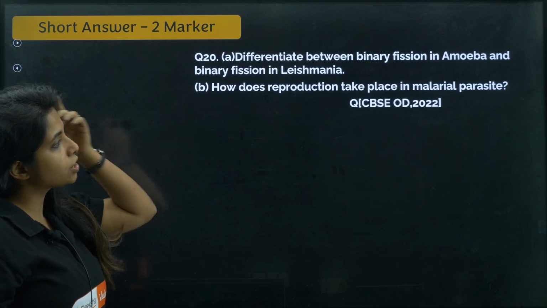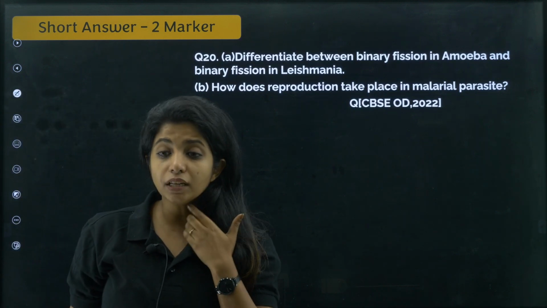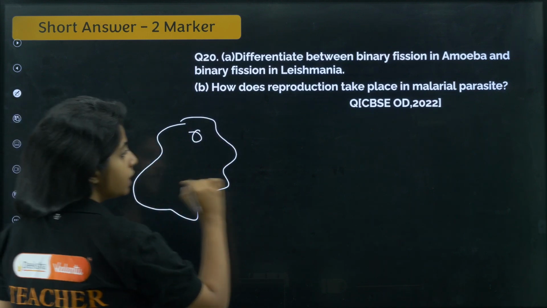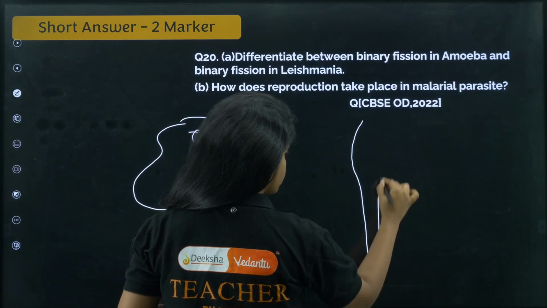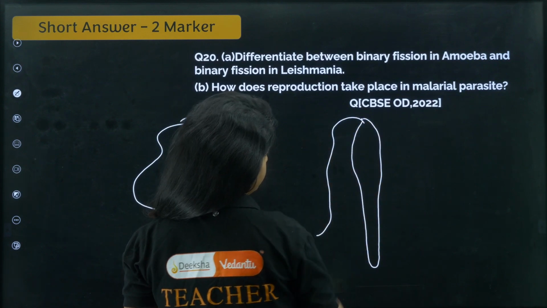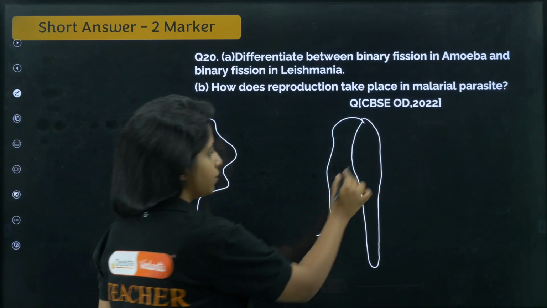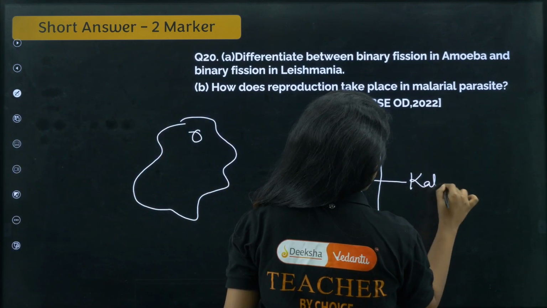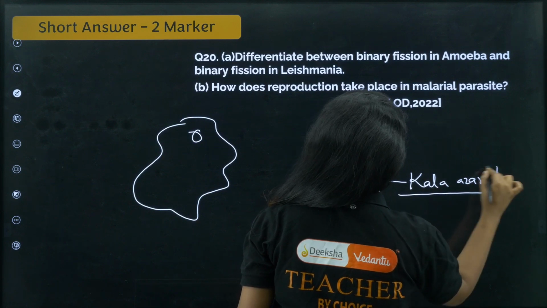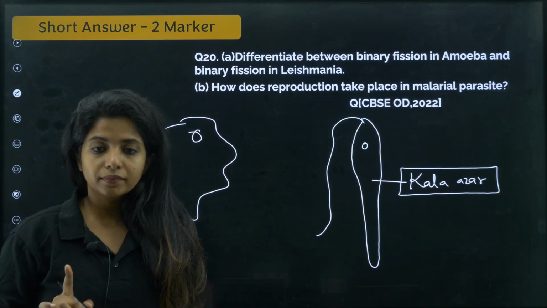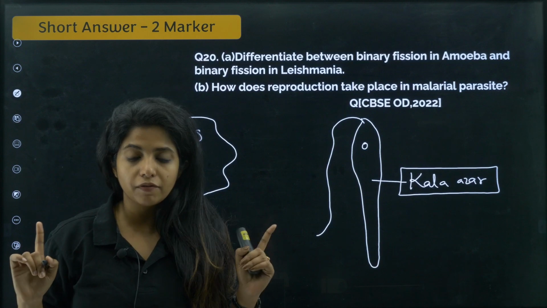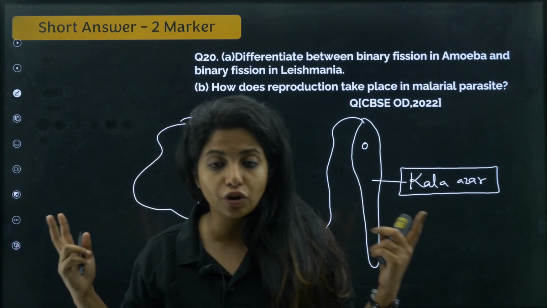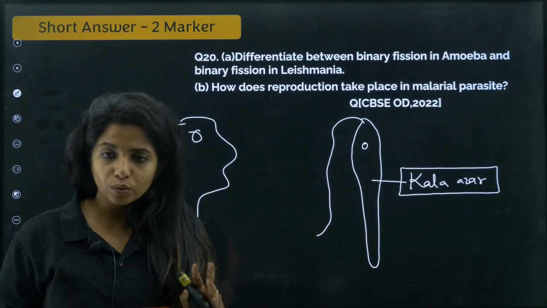Okay, how does reproduction take place in malarial parasite? Chalo. Binary fission in amoeba and binary fission in leishmania. Amoeba looks like this, and leishmania has a structure which is almost like this. It has a nucleus and all. Leishmania causes something known as kala azar, sleeping sickness. So amoeba and leishmania, both of them undergo binary fission, which means they divide their body into 2, and that division leads to production of 2 daughter amoebae and here daughter leishmania.